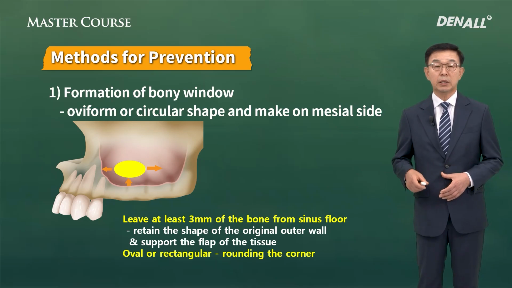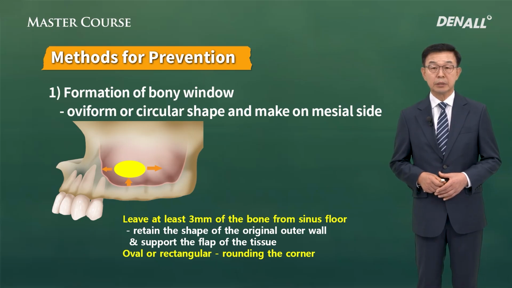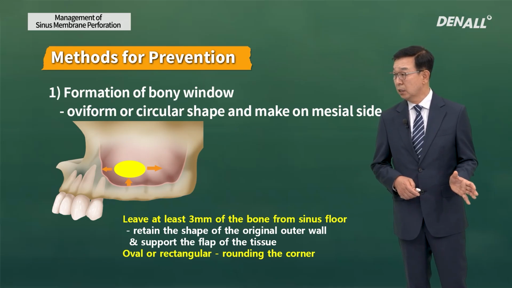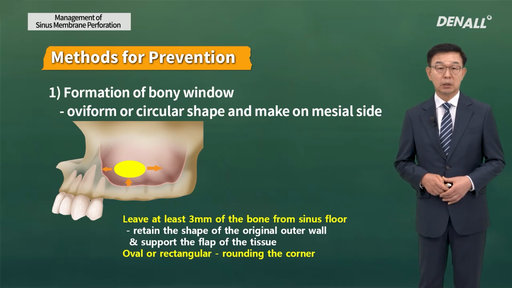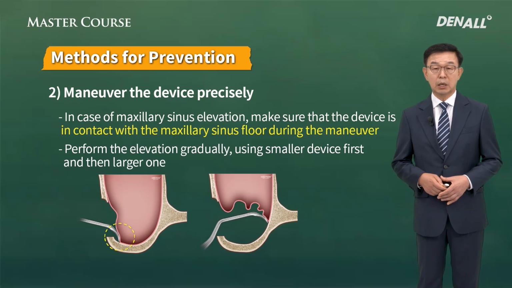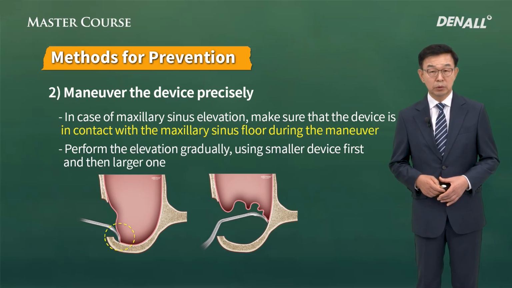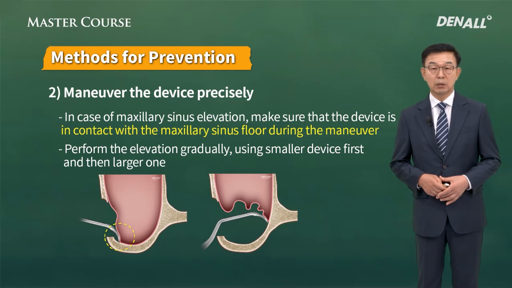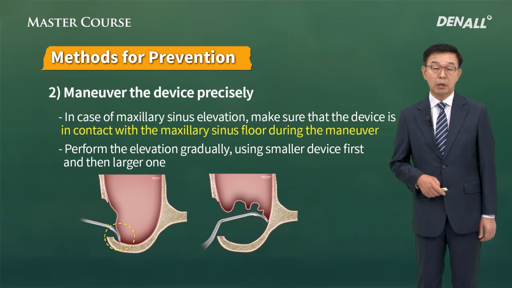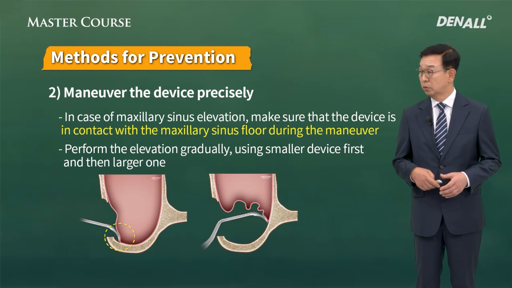When you do lateral window approach, the window should be approximately 3 to 3.5 millimeter from the sinus floor so that bone graft can be well maintained. When you use a device, you need to touch the bone of the sinus floor and do it gradually instead of doing it excessively. You need to pay a lot of attention to it. That's the way to avoid the sinus membrane perforation when you do sinus lift.